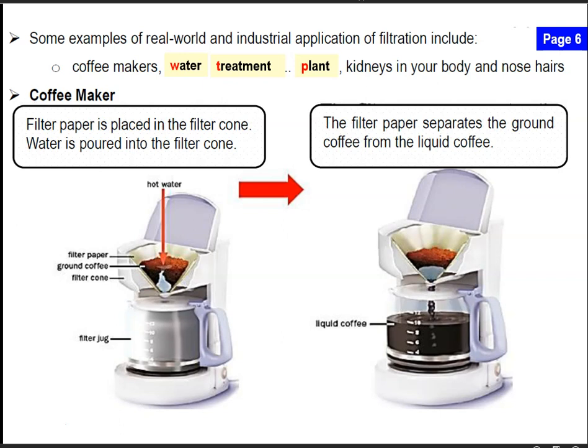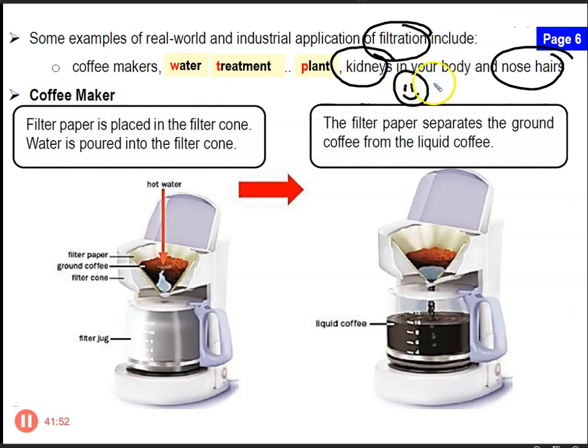So, filtration is a very important process in treating water to make sure that the water that comes out from the Singapore taps is clean. And actually, not only do we see this in industries, even your body, the amazing human body. For example, your kidneys. Your kidney in your body and your nose hair also allow for filtration to take place. Quite amazing, isn't it? So basically, your human body also makes use of this process of filtration.